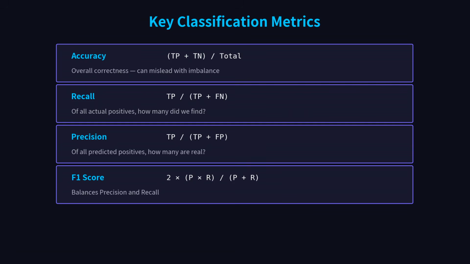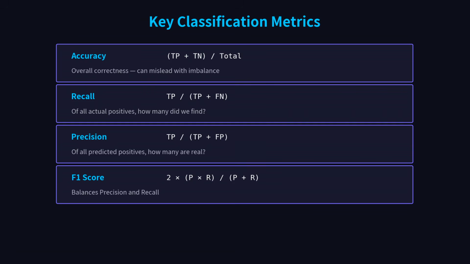Recall answers: of all actual positives, how many did we correctly identify? It equals true positives over true positives plus false negatives. In the cancer example, recall is 0. When missing a positive case is dangerous, recall matters more than accuracy.